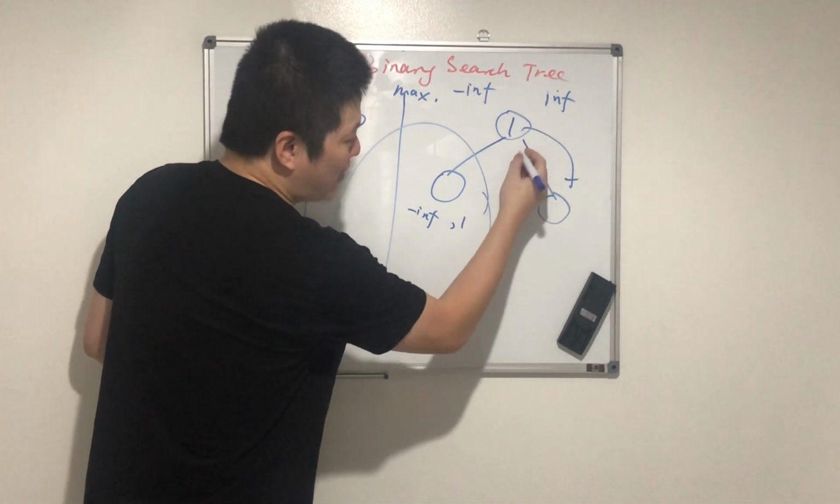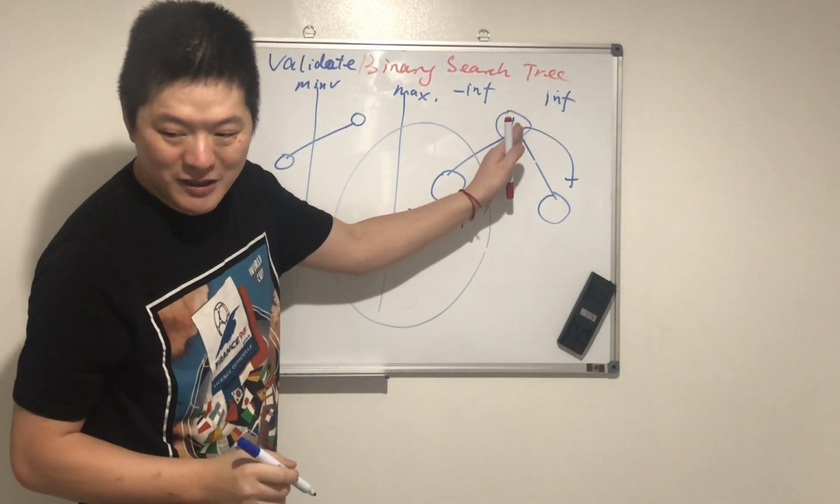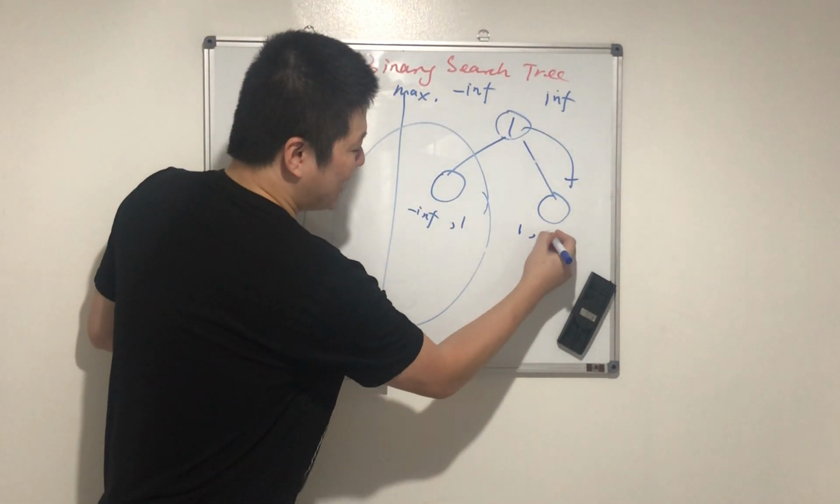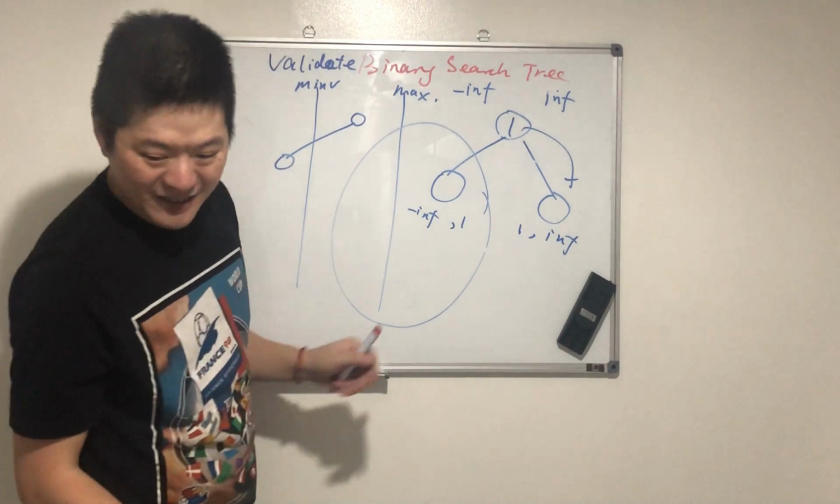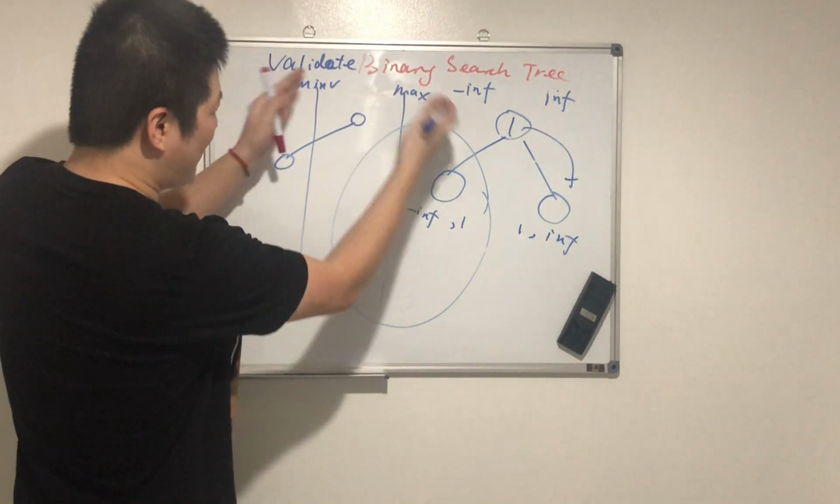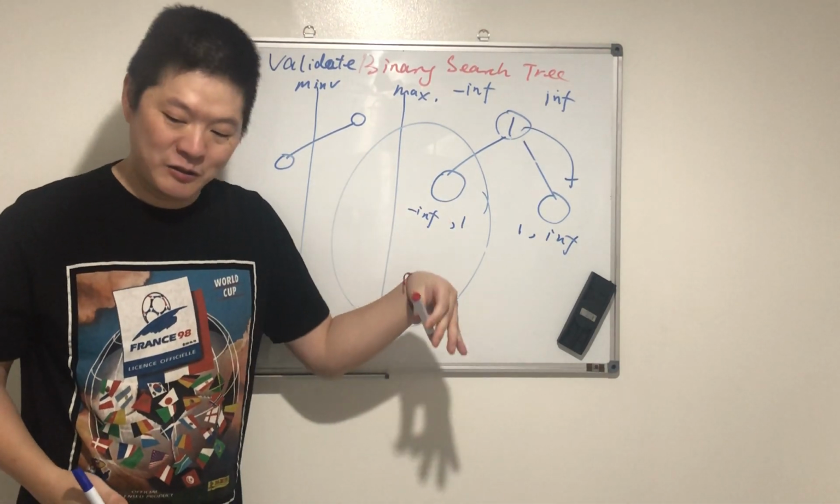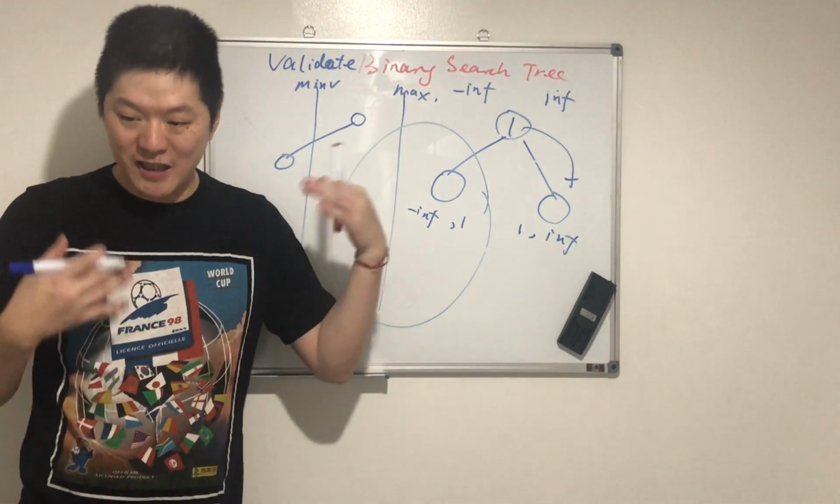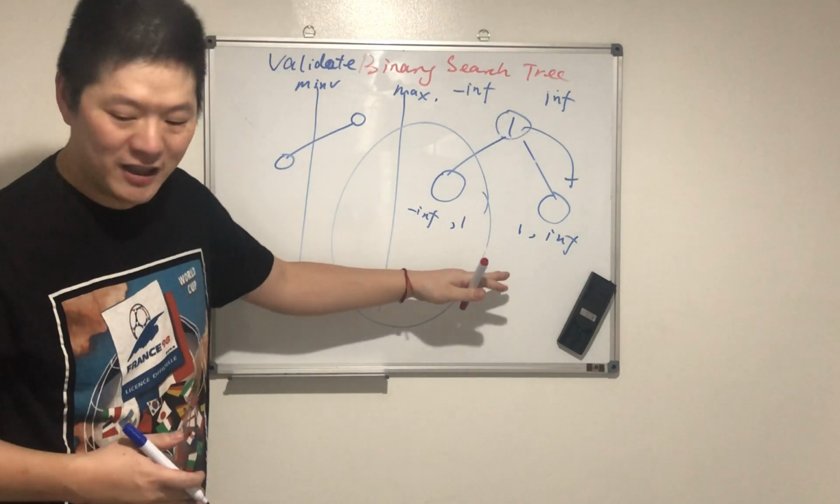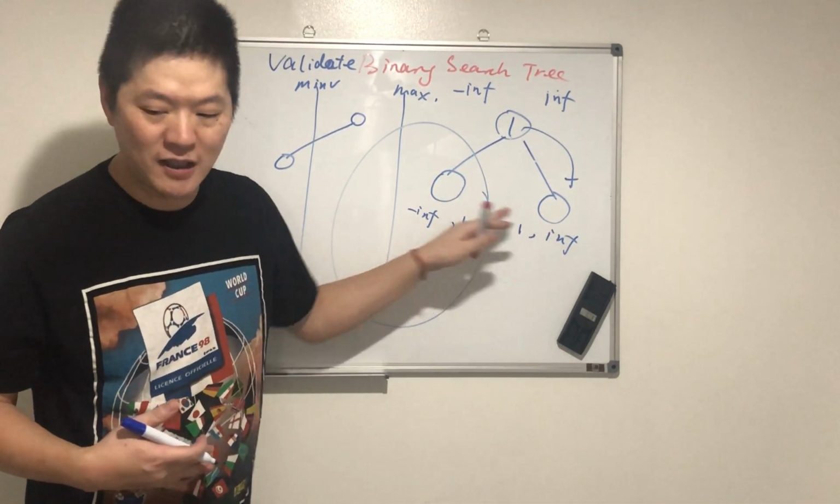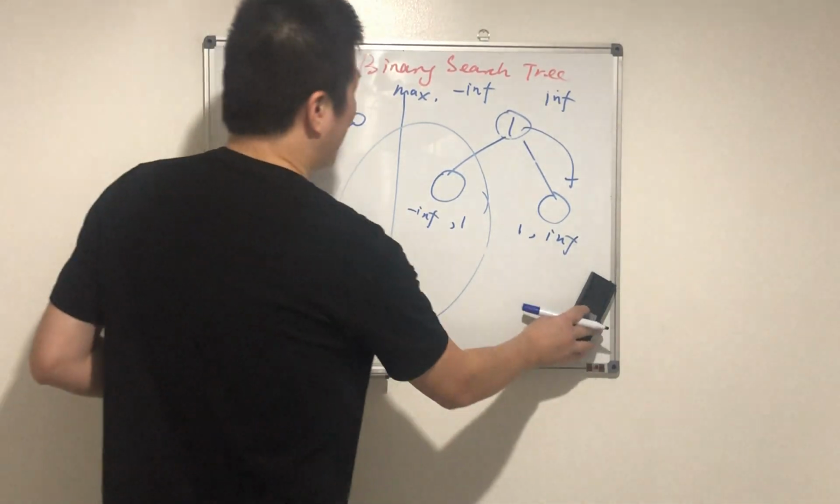Infinity. The small bound is 1, right? Because it can't have values smaller than 1. So it's 1 and infinity. Every time we update the min and max, and then we check, we recursively, remember the recursion? Calling itself in lesson 1, right? Calling itself recursively to update the value, to update the windows, and to check if it's a valid binary search tree.